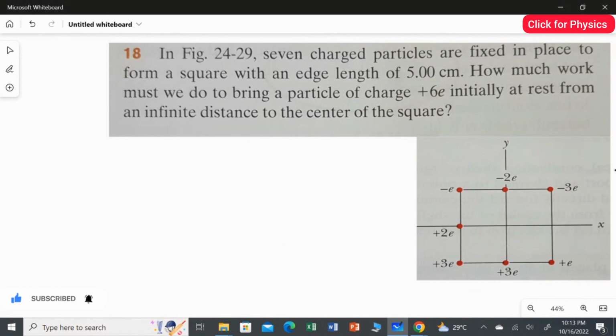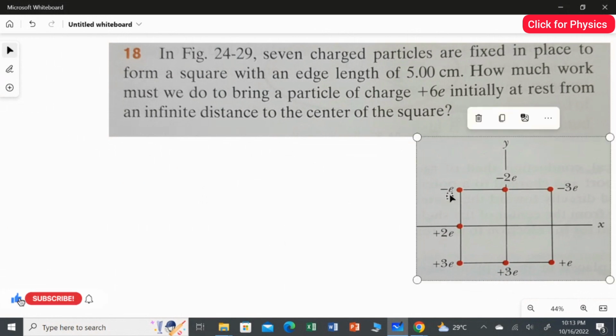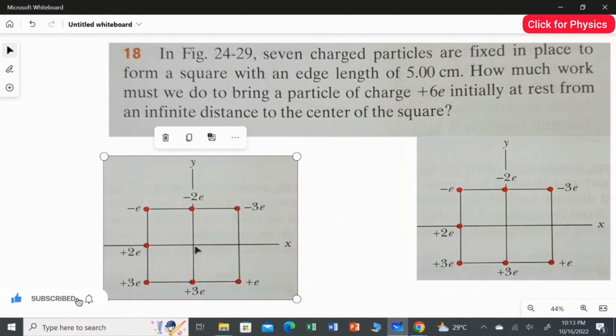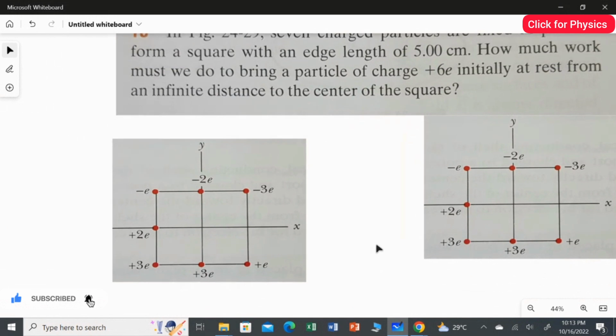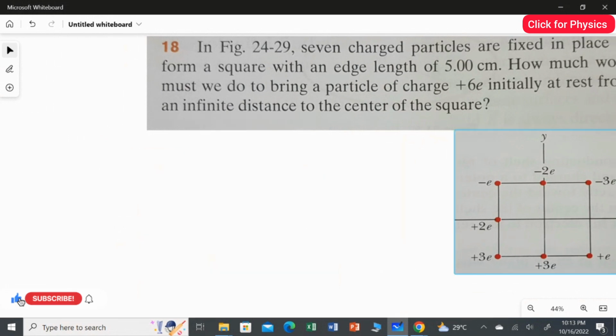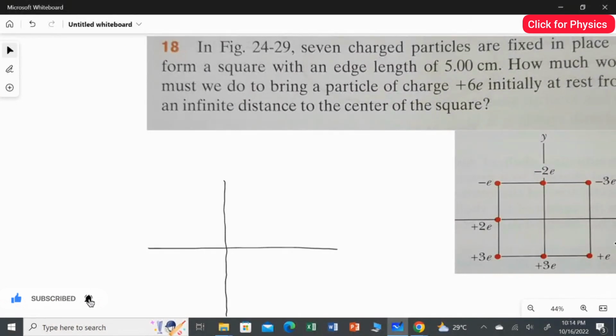So here you have, better I will copy this picture one more time. I'm going to paste it one more time. So you have 7 charged particles. Better I will draw the diagram by myself. So you have 7 charged particles.